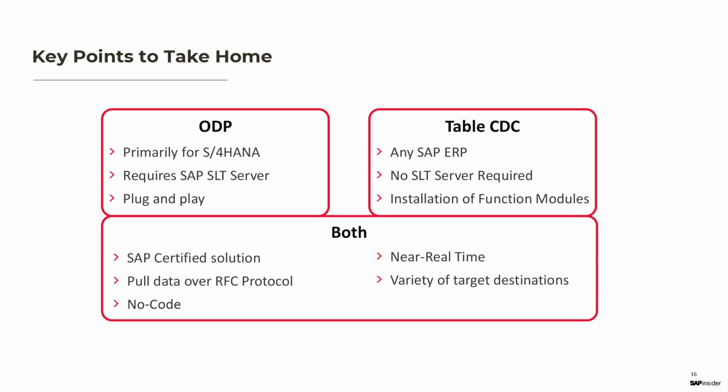With the ODP option, again, there's a couple of prerequisites in your SAP landscape. Primarily for S/4HANA, you need an SLT server. But if you have those two checkboxes, then it's plug and play with our solutions. If you don't have one of those set up, you can still leverage that same capability. The only thing you would need to do is insert that function module that we provide.